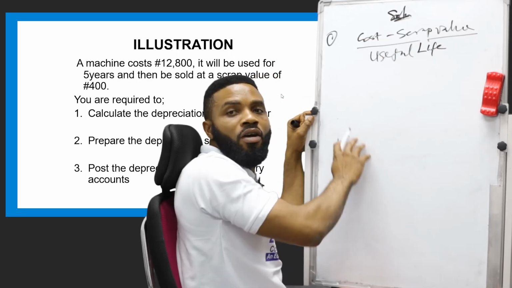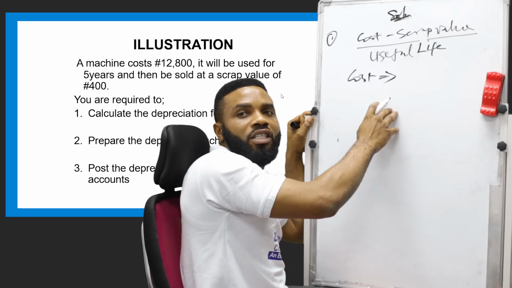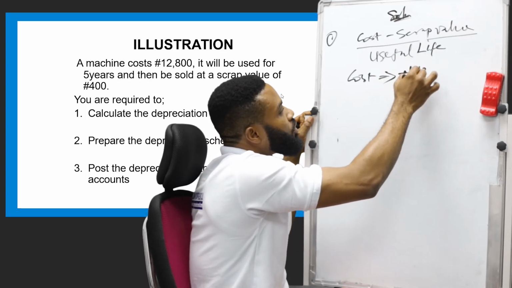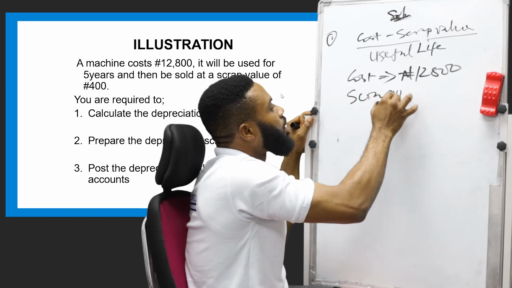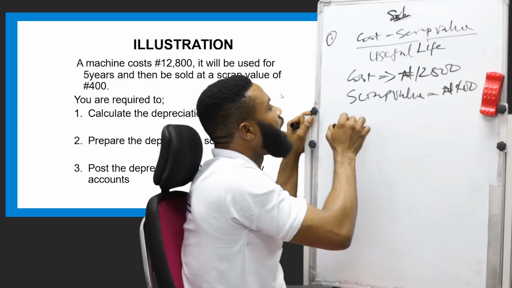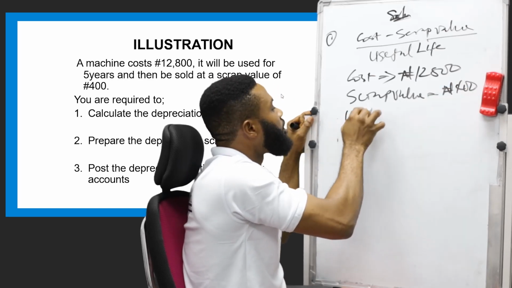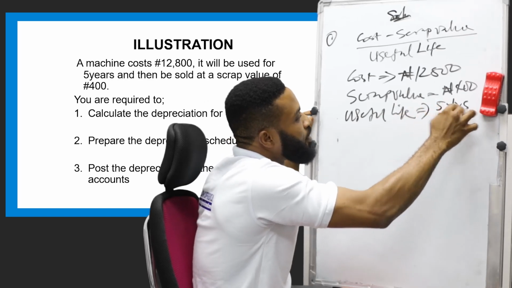All over useful life. From the question, cost is equal to what? Cost is equal to 12,800. And then the scrap value is equal to what? 400. And then the years of useful life is equal to what? 5 years.